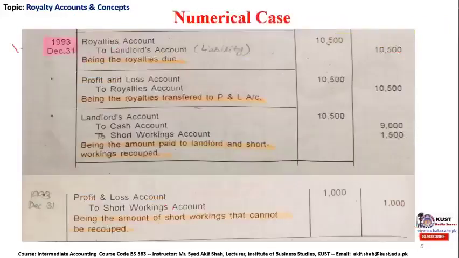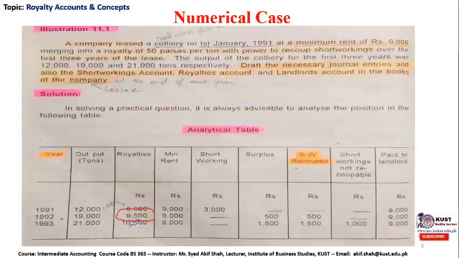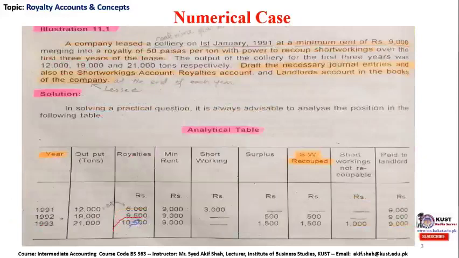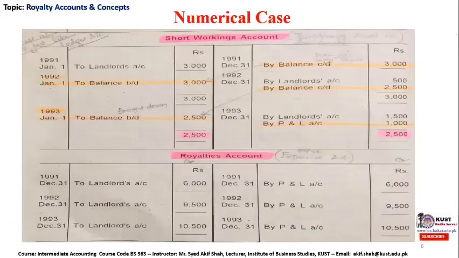Here comes the third entry related with the royalty account. Once again, we have to debit the royalty account by 10,500. Let's go back to the analytical table. Here it is. In the third year, company's due over the royalty is 10,500 and the minimum rent is 9,000. However, the short working previously paid was quite well above. So therefore, this surplus will not be paid. Rather, this 1,500 will be recouped by the business or the lessee.